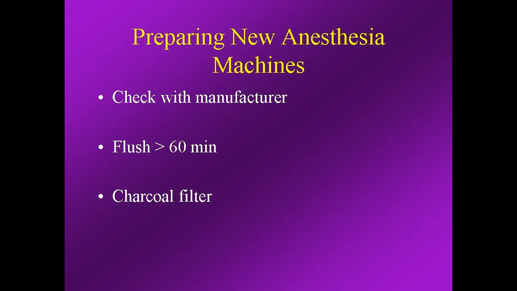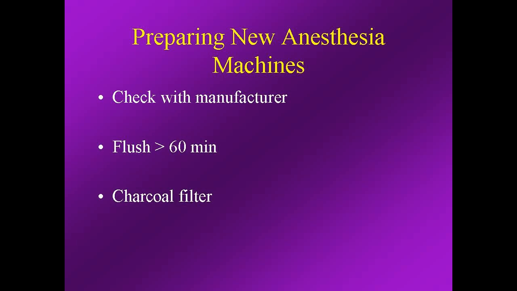The newer anesthesia machines are much harder to scrub of residual anesthetic vapor because they contain a lot more plastic. Therefore, we recommend that anesthesia providers check with the manufacturer of the machine as to the best method of cleaning their machine of residual anesthetic vapor. Usually these flushes will take greater than 60 minutes. There is additional information about flushing these machines on the MHAUS website.